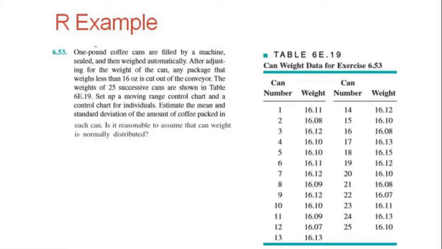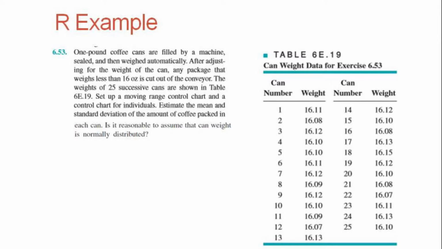After adjusting for the weight of the can, any package that weighs less than 16 ounces is cut out of the conveyor and removed. The weights of 25 successive cans are shown in Table 6E19, which is the table on the right-hand side when I am pointing with my right hand.